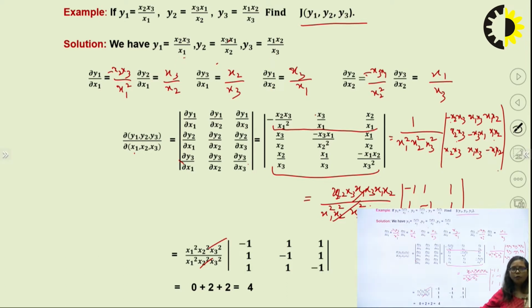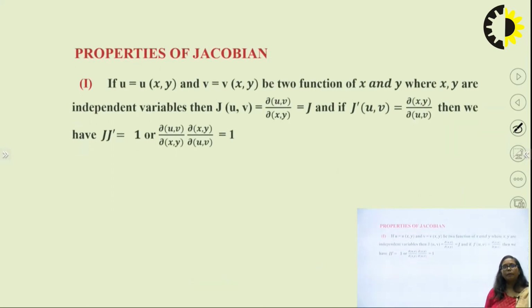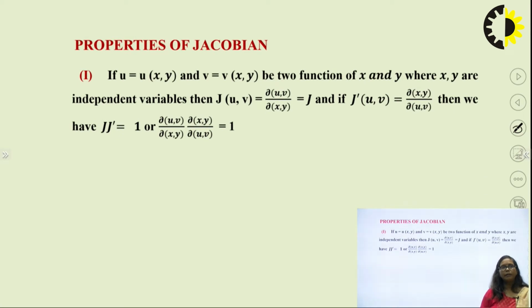So this 4 is the value of the Jacobian of y1, y2, y3 with respect to x1, x2, x3. Here we have used the basic definition of Jacobian to find the Jacobian. Now, on the next slide, coming to some of the properties of Jacobian, look at the first property.